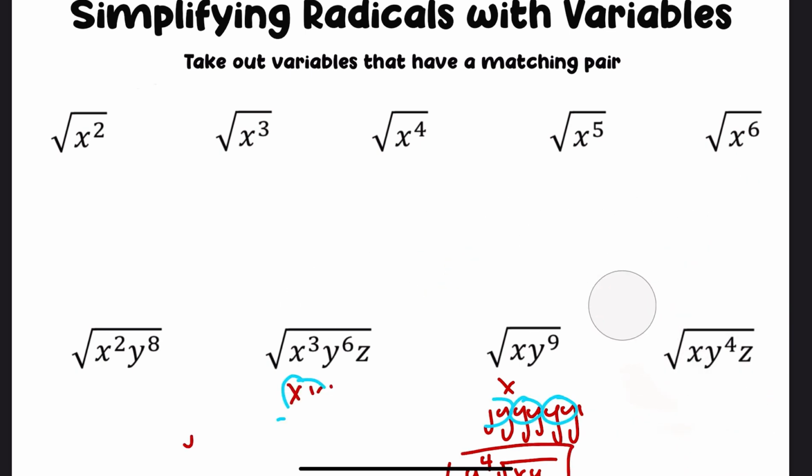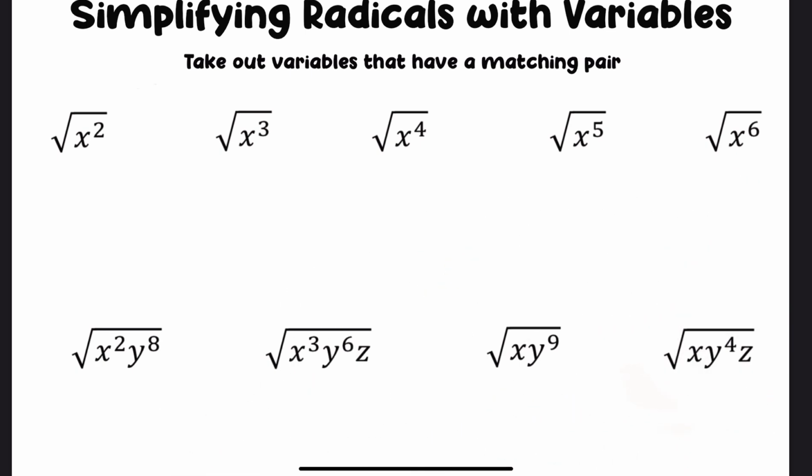But with these, it's much the same. You are trying to find pairs that you're looking for here. So let's take a look. I have x squared. Well, x squared is going to mean the same thing as x times x.